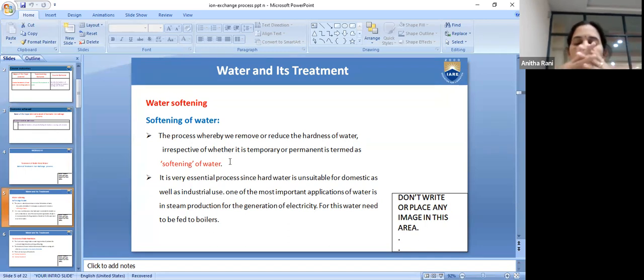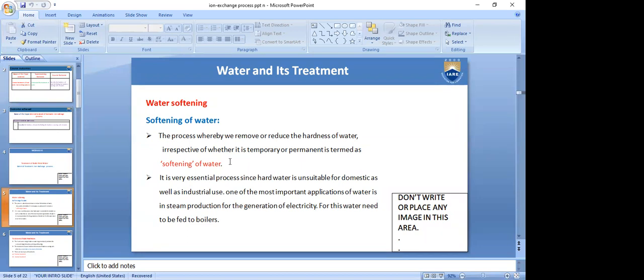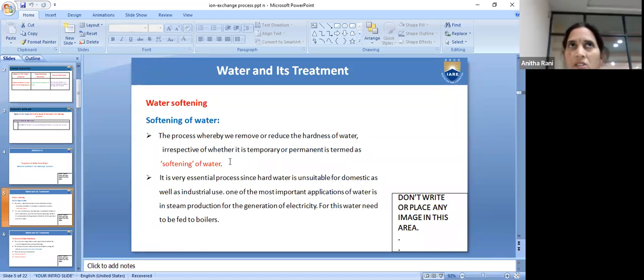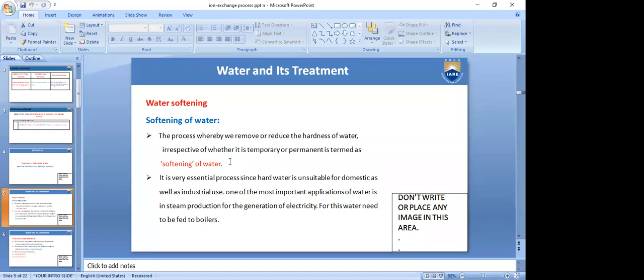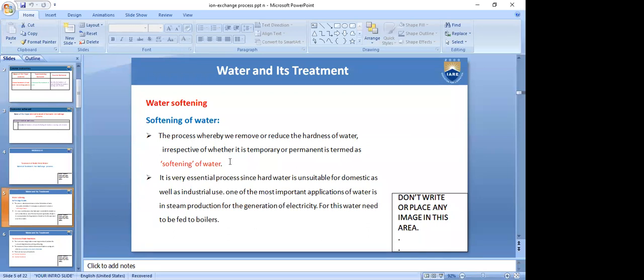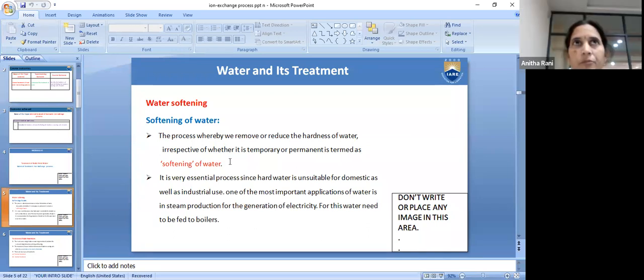Now tell me the six salts we discussed. What are the six hard salts? Calcium bicarbonate, magnesium bicarbonate, calcium chloride, magnesium chloride, calcium sulfate, magnesium sulfate. In these, what are temporary salts and what are permanent salts? Calcium bicarbonate and magnesium bicarbonate are temporary salts. The rest are permanent salts.